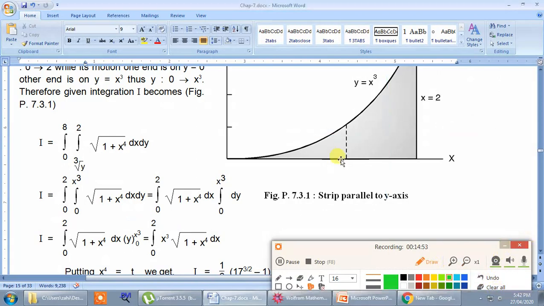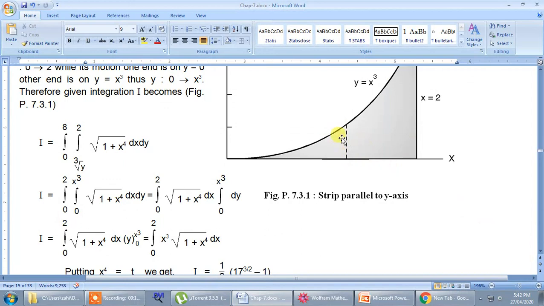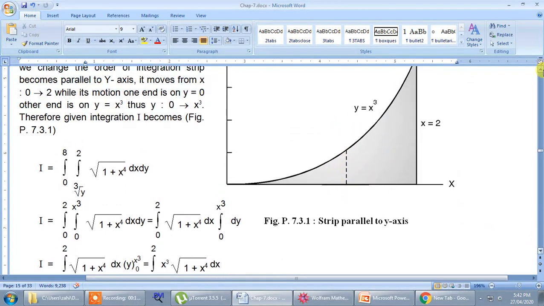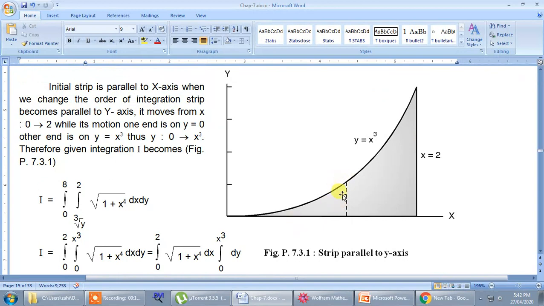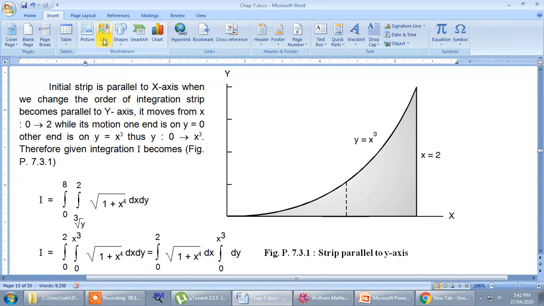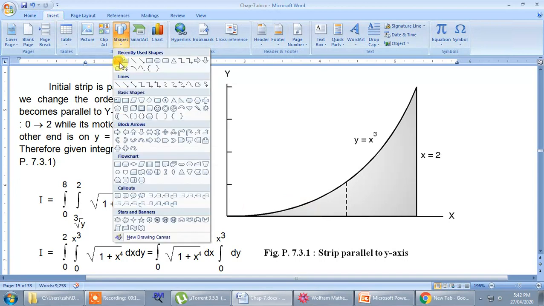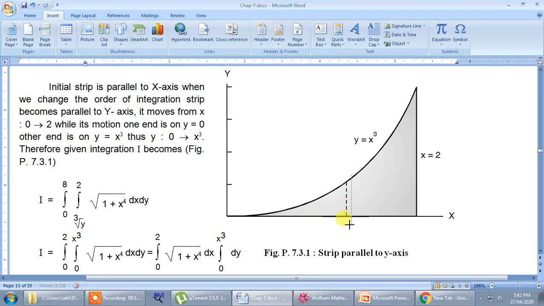Okay, so if you change the order of integration, the strip becomes parallel to which axis? Y axis. While in motion, this strip which is parallel to the y axis moves from left to right. Now the next strip that is parallel to the y axis will be like this.